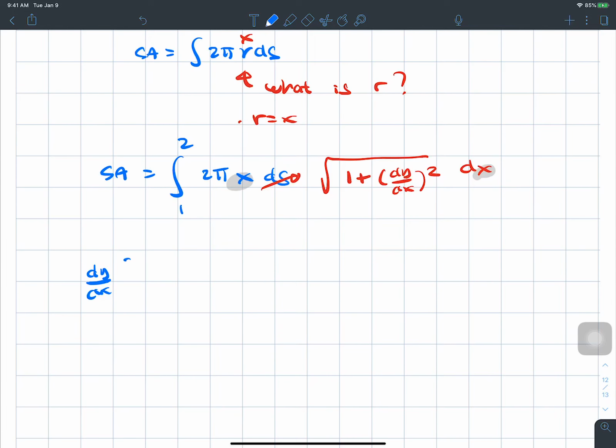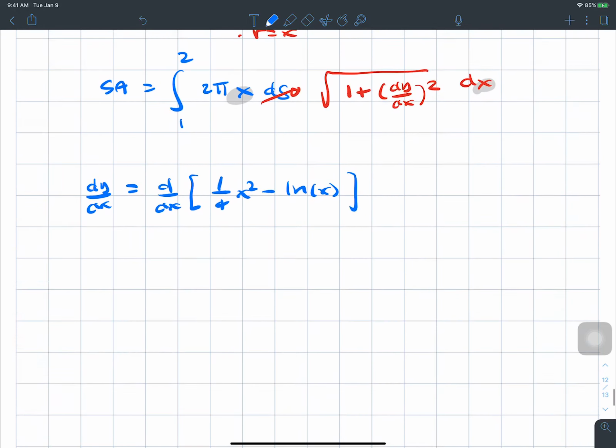dy/dx. I'm going to use operator notation. 1/4 x squared minus natural log x. This is going to be, I'll do it this way, 2/4 x minus 1 over x, right? Which is 1/2 x minus 1 over x.